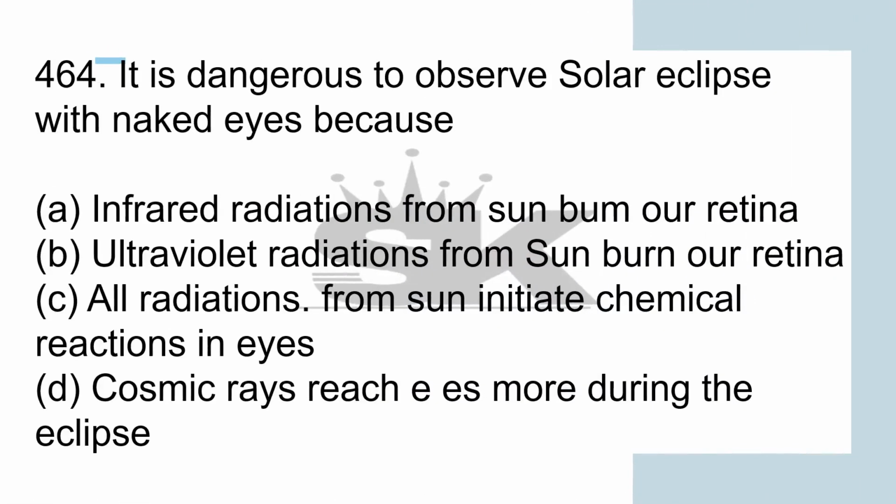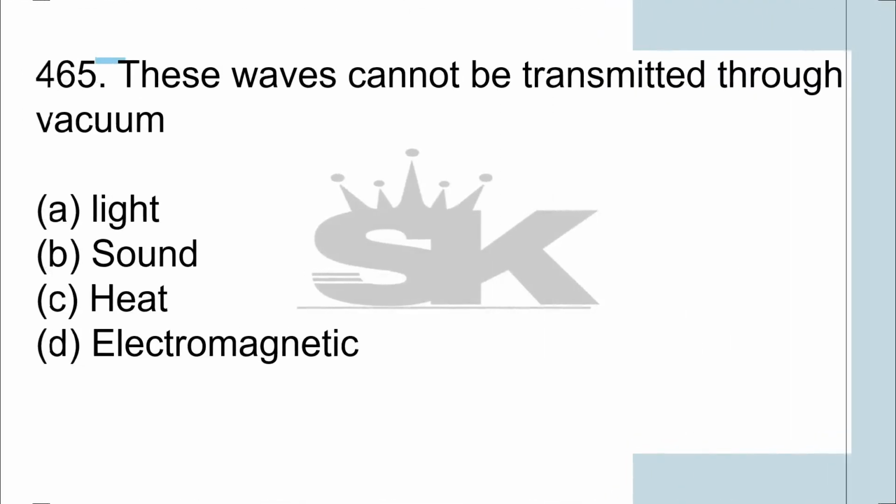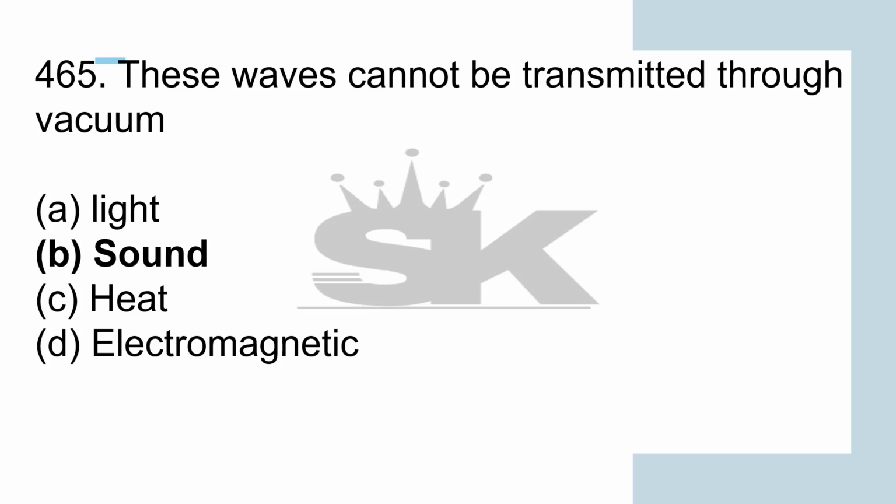It is dangerous to observe a solar eclipse with the naked eye because ultraviolet radiation from the sun can burn our retina. These waves cannot be transmitted through vacuum, that is sound waves. Sound waves need a medium.